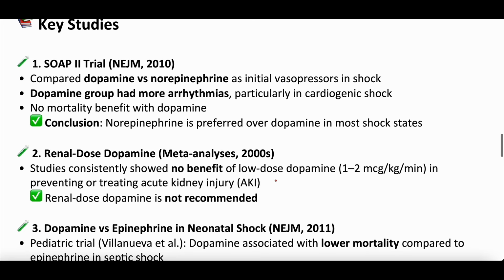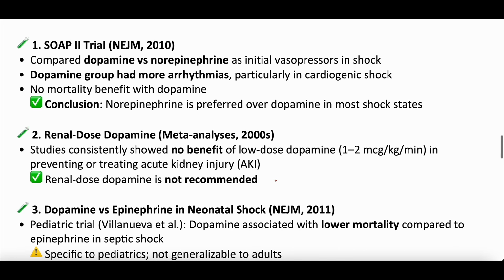The studies that have helped inform our use of dopamine. One is the SOAP II trial in the New England Journal of Medicine in 2010 that compared dopamine versus norepinephrine. The dopamine group had more arrhythmias, and there was no mortality benefit with dopamine. So norepinephrine was preferred over dopamine in most shock states because there are fewer arrhythmias.